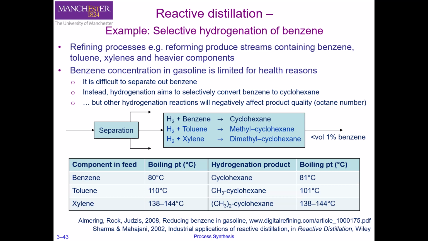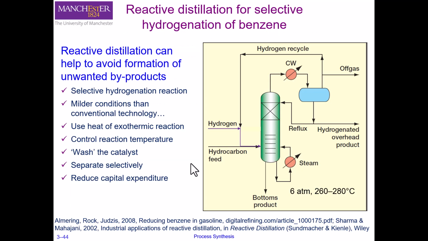Before we go and look at the process, please take a few moments to review the boiling point data on the slide so that you can understand the discussion in the next slide better. So here you can see the reactive distillation process, and this process was developed to allow the selective hydrogenation of benzene. On the flow sheet on the right, you can see that the hydrocarbon and hydrogen are fed to the distillation column with the trays towards the bottom of the column.